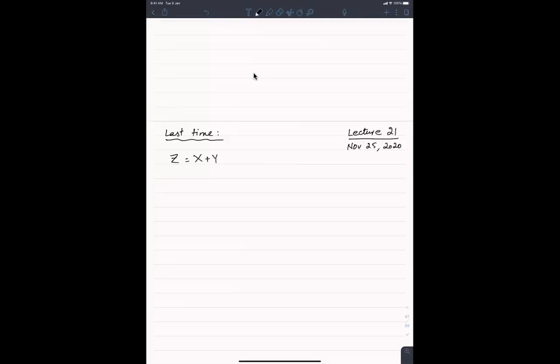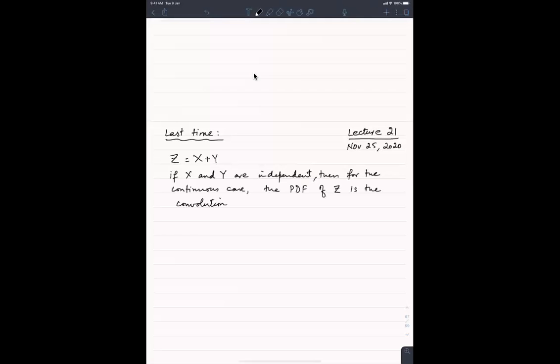If x and y are independent, then for the continuous case, the PDF of z is the convolution of the PDFs of x and y.